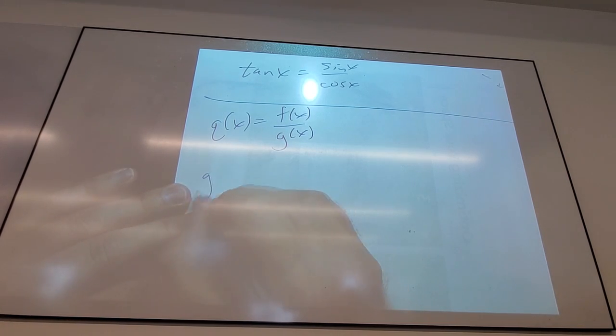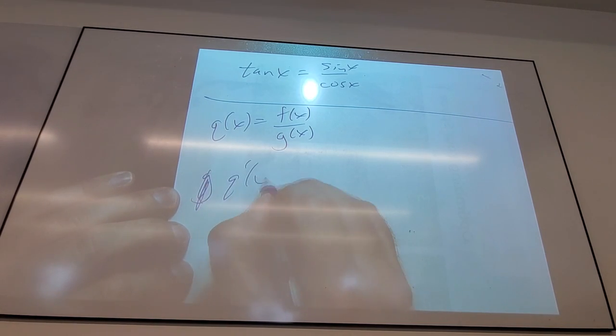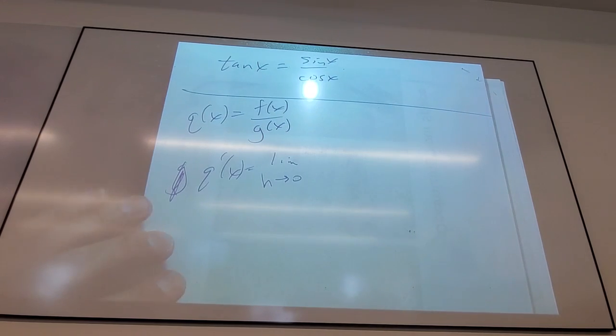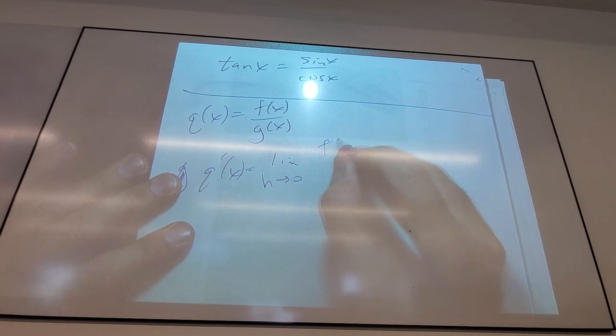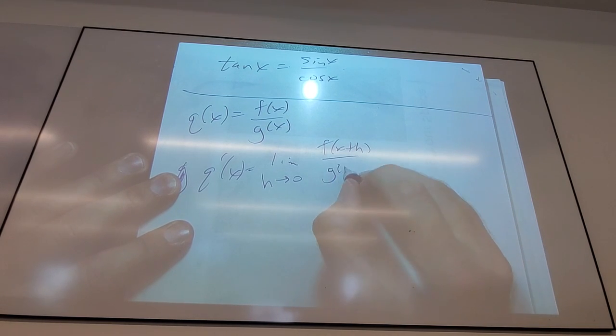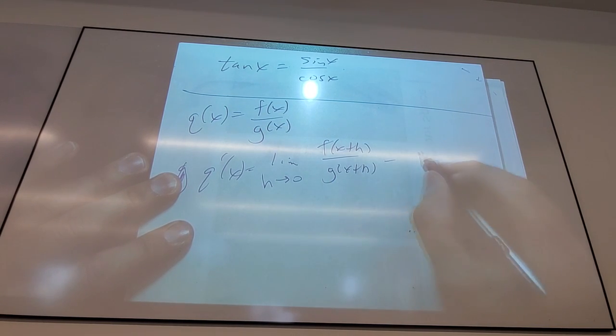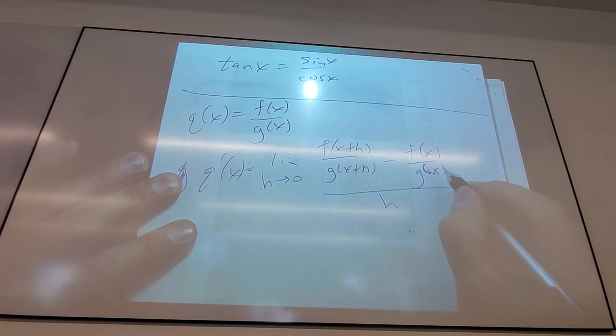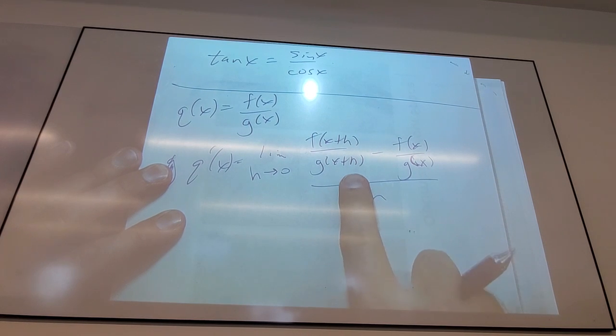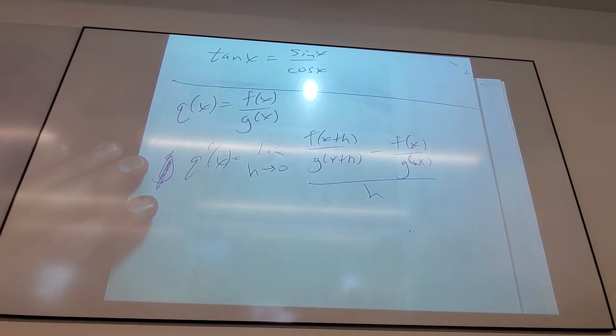So if I want to know what q prime is, let me see if I can truncate this a little bit. I have to do q of x plus h, which would be f of x plus h over g of x plus h, minus q of x, all over h. Is that cool? So q of x plus h minus q of x divided by h.